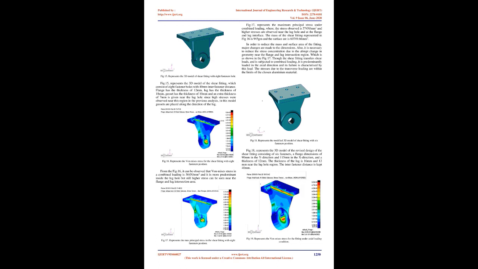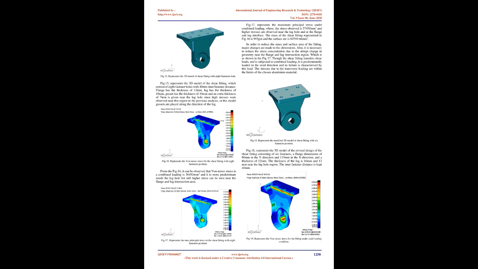Gussets are added to stiffen the flange and to transfer the stress from the flange and lug intersection area to the lug hole region. Fig. 13 represents the von Mises stress for the 2D mesh of the shear fitting with 8 fasteners and 2 gussets. From Fig. 13, it can be observed that under combined loading, the highest von Mises stress is 547 N/mm2 and the stress has shifted from the flange and lug intersection area to the region above the lug hole and much closer to the lug hole.